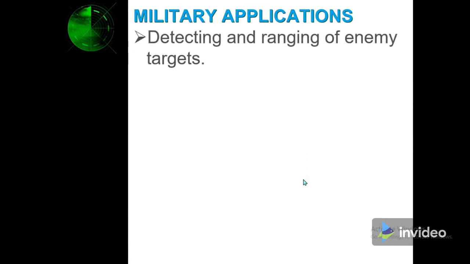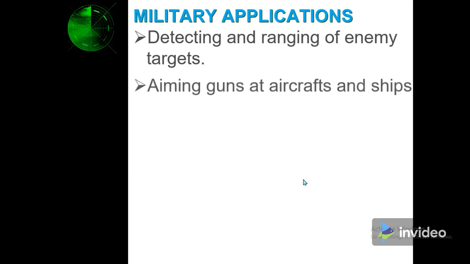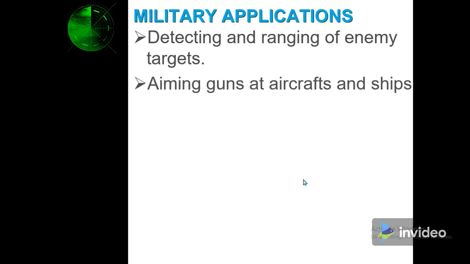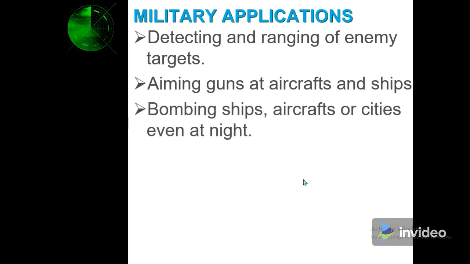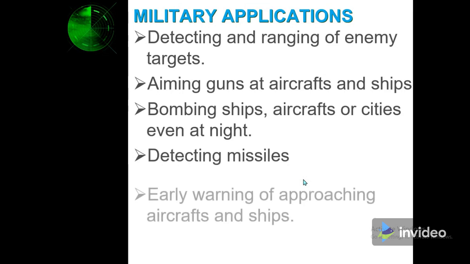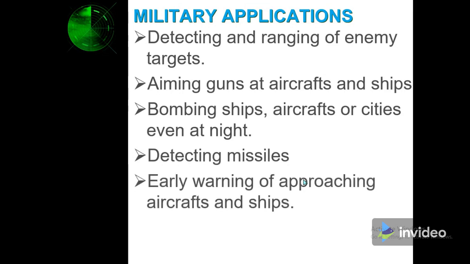Military applications: detecting and ranging of enemy targets, aiming guns at aircraft and ships. These both are interconnected. For example, you can locate a point. You can connect a radar and a bombing system together. Locate a point at the radar, and then when you execute the plan, the missile goes straight at the place where the location is imprinted on the radar. Detecting missiles, and lastly, early warning of approaching aircrafts and ships.